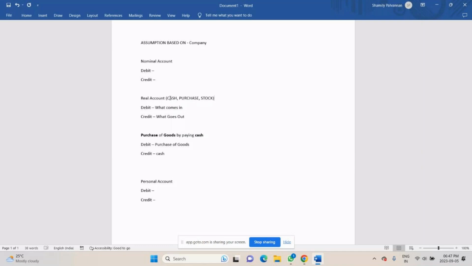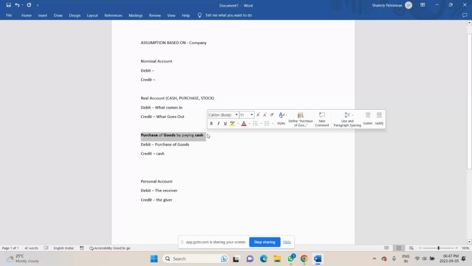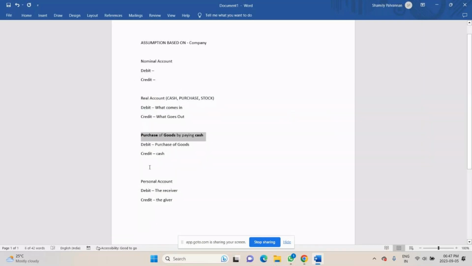Now let me give you one more thing. We will go for the personal account. So what we will do is debit the receiver, and then credit the giver. Okay, debit the receiver, credit the giver. So I am taking the same example but in a different format: purchase of goods by cash.